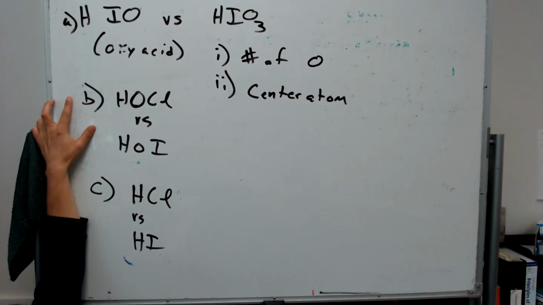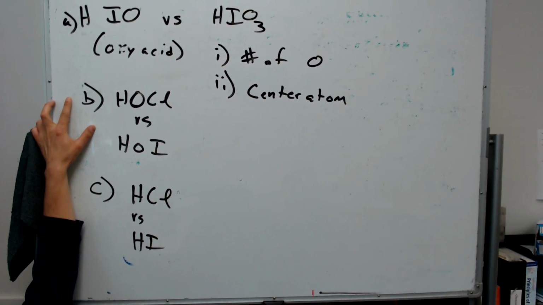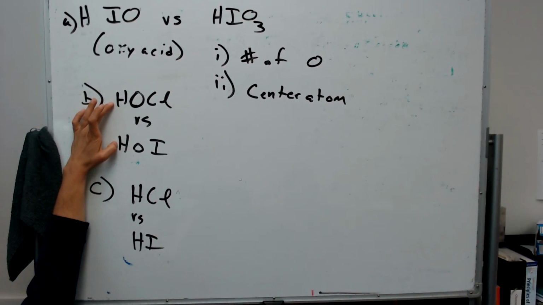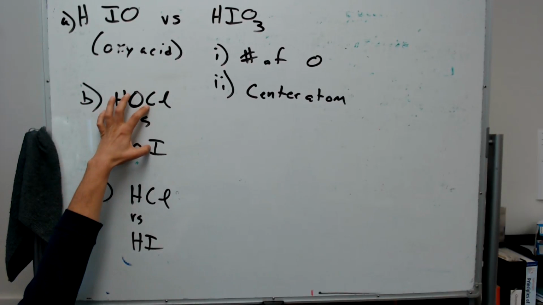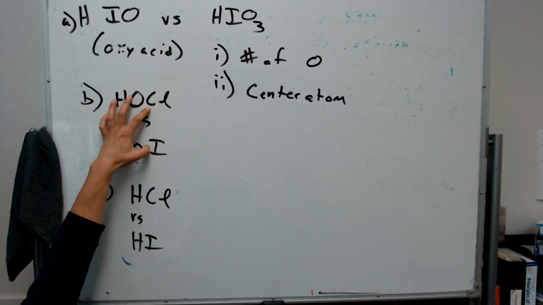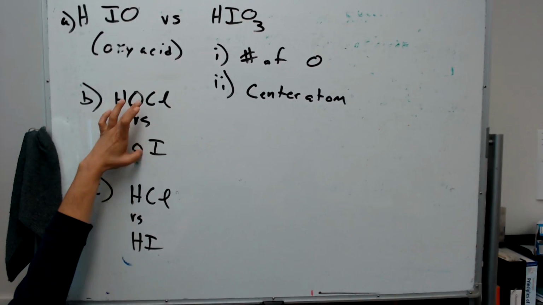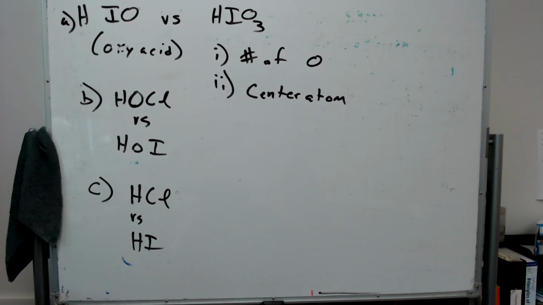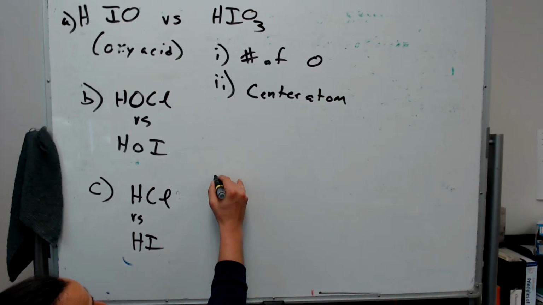Part B is oxoacids again. This time, same number of oxygens, same number of hydrogens. So all we care about is the electronegativity of the central atom. And the one that's more electronegative is going to be the stronger acid. Now, this is a smaller effect than the number of oxygens, but it's still an effect. And that's different than when we go here to our nonmetal hydride.